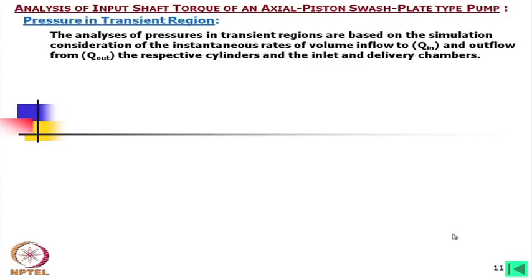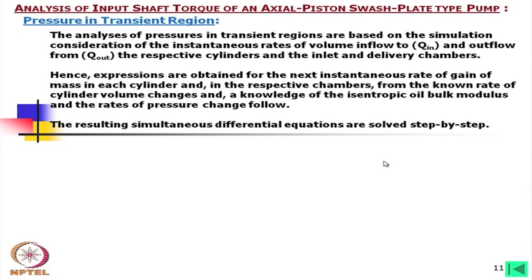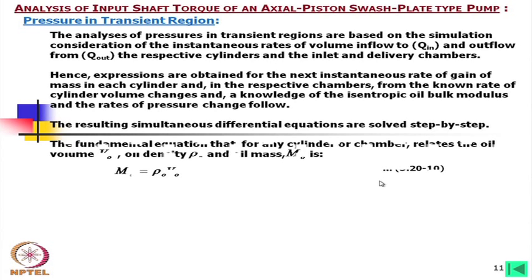The analysis of pressure in transient regions is based on the simulation considering the instantaneous rates of volume inflow Q1 and outflow from the respective cylinders and the inlet and delivery chambers. Hence, expressions are obtained for the net instantaneous rate of gain of mass in each cylinder and in the respective chambers from the known rate of cylinder volume changes and a knowledge of the isentropic oil bulk modulus and the rates of pressure change flow. Now, we have already shown these in various forms, but here again I will show how we can calculate this. We should consider the bulk modulus also. The resulting simulation differential equations are solved step by step.